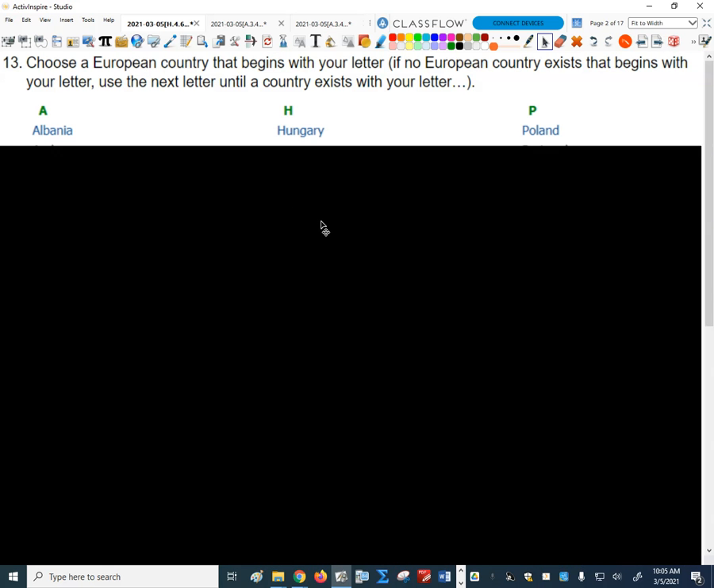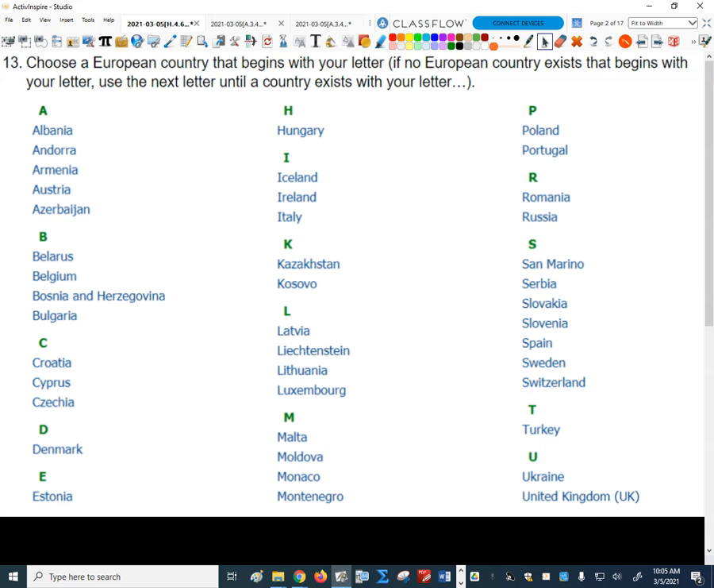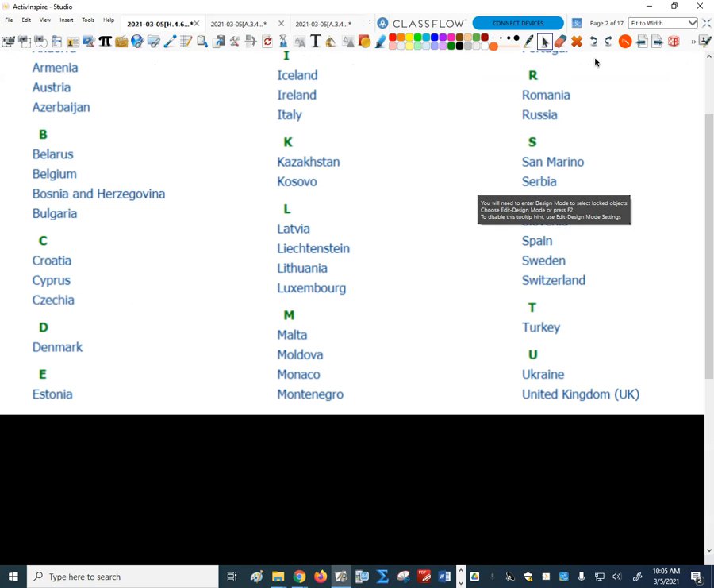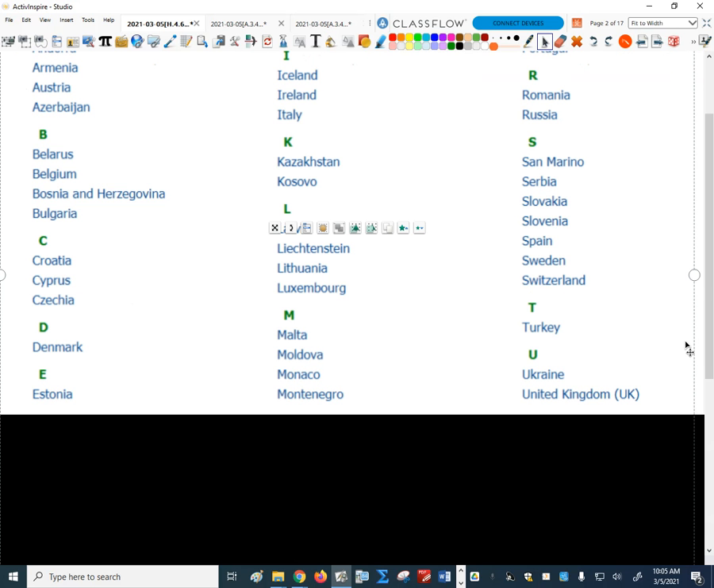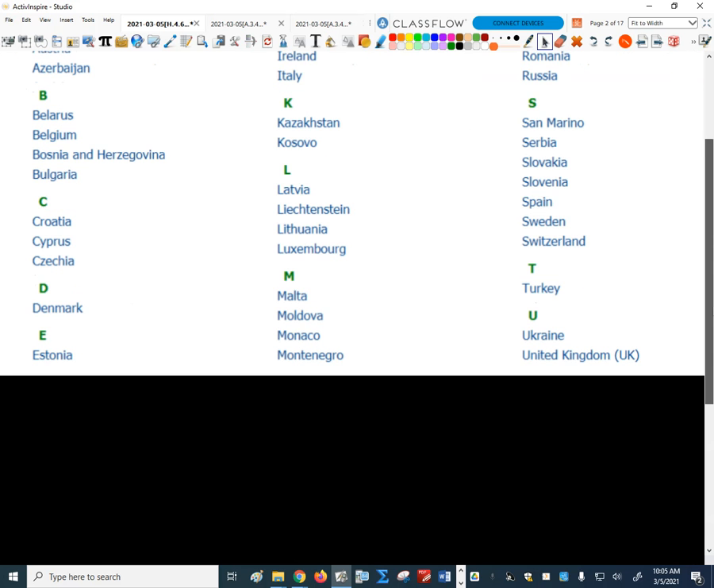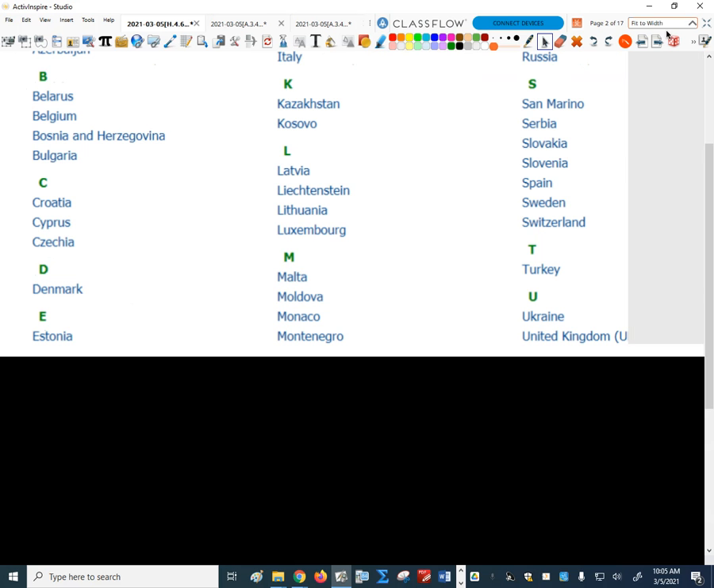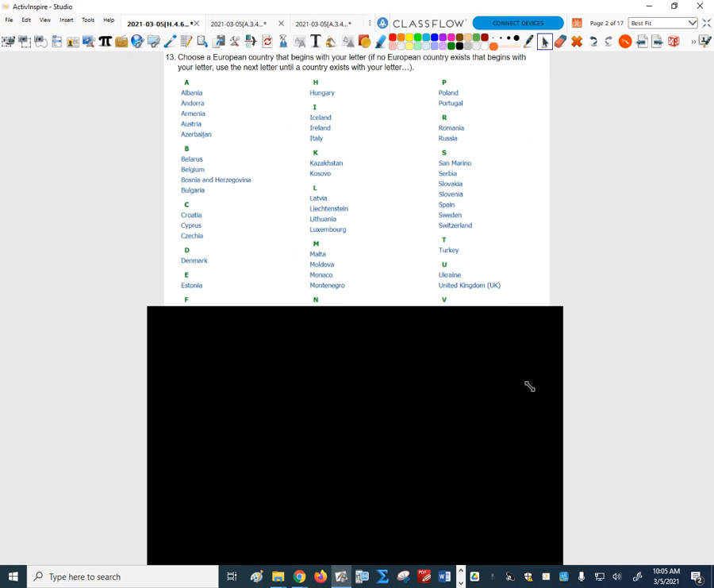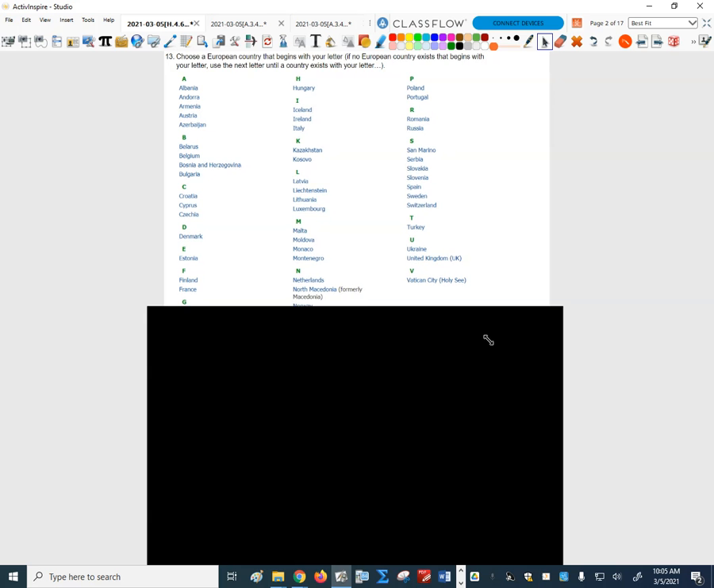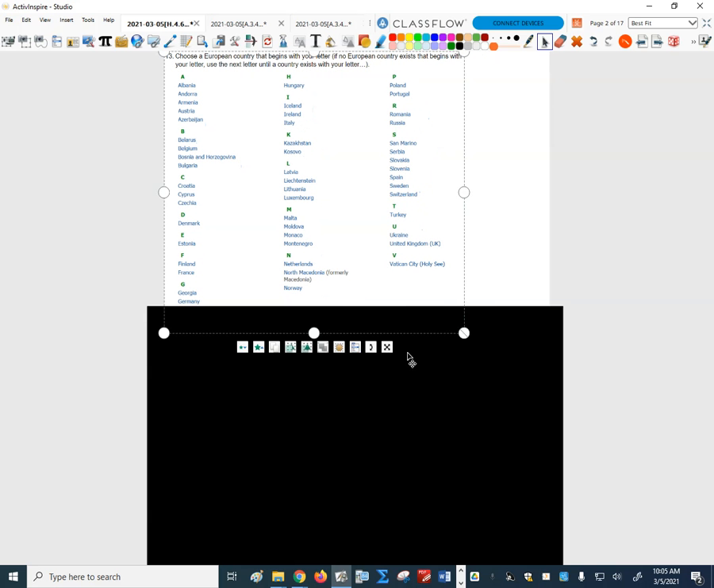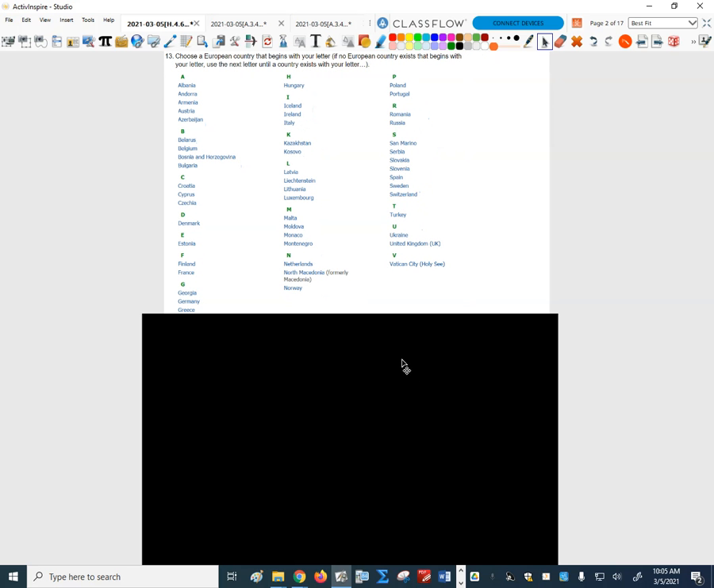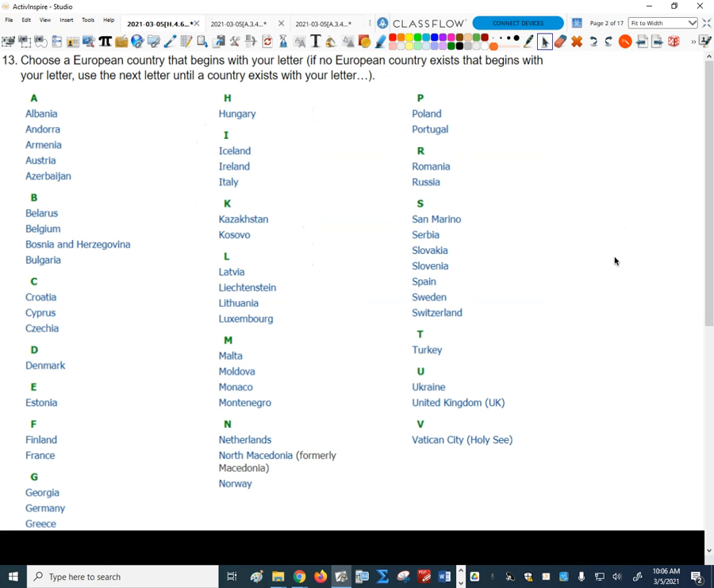Now you're going to choose a European country that begins with your letter. Okay, this one's going to be a little bit odd. I even have a list here, but I think you need to, here, let me do this. Give me just a second. This will help you out a little bit because there's lots of European countries. Okay, see if that works. There you go. So choose a European country that begins with your letter.